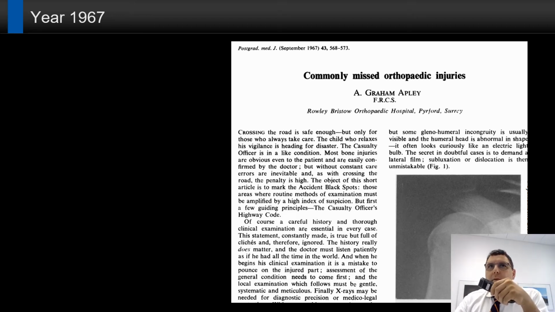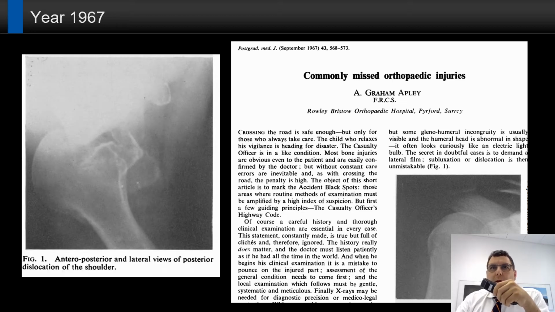In the year 1967, Dr. Epley published this aforementioned paper. Here you can see an AP radiograph of a right shoulder, and there is something abnormal. It's a very classic case which can still appear every day in our clinical routine. And the solution is, as always, given by the second plane.